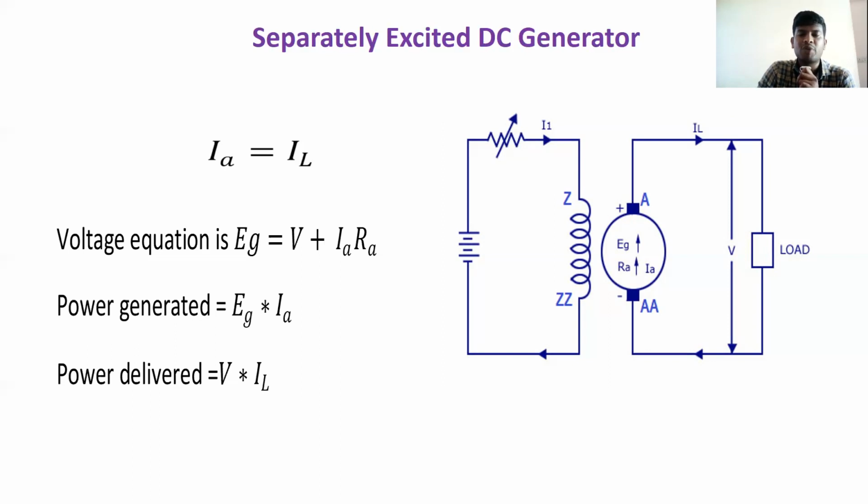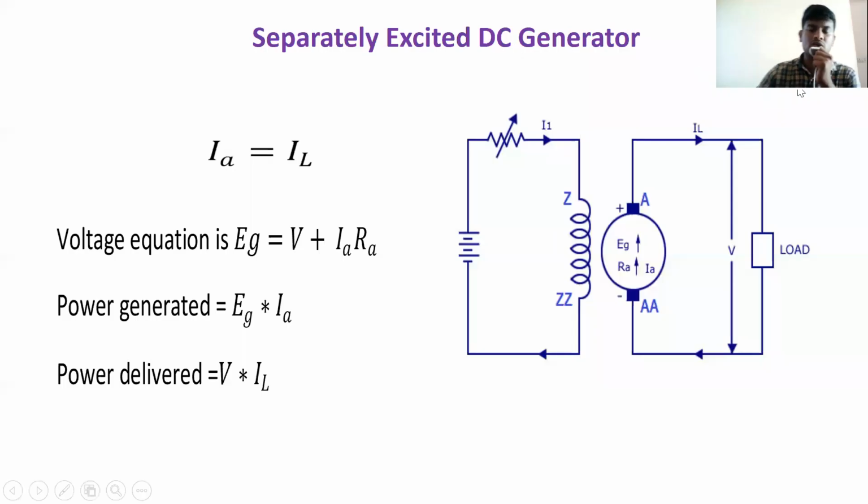Next, the power delivered. We deliver the power at the load side. What is the voltage at the load? That is V. What is the current at the load? I. That means V into I. So these are the equations of the separately excited DC generator.